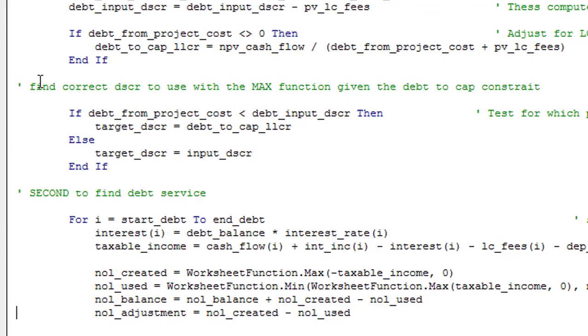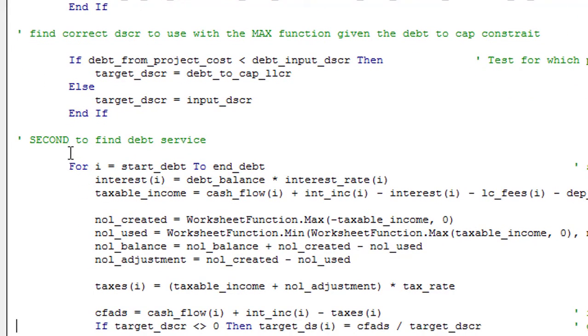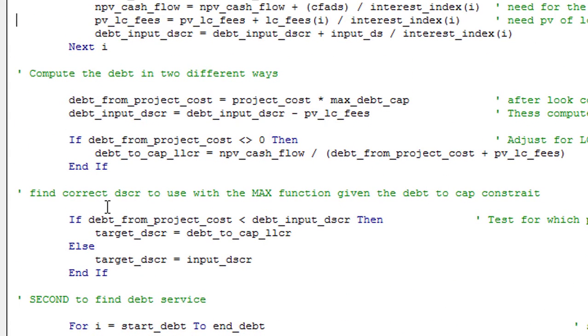Now, when we work through the various issues, then we'll go down to the taxes. And when computing the taxes, whoops, I knew I forgot something. Aha!